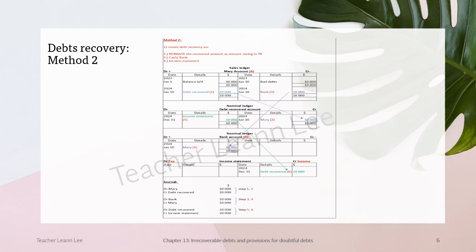Money received from whom? Mary. Step by step, the first step is to add back the amount owing to Mary's account. The second step is the money received. The third step is the debt recovery, which explains why there is a sudden other income.